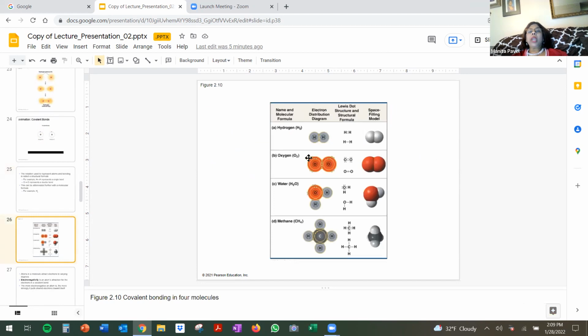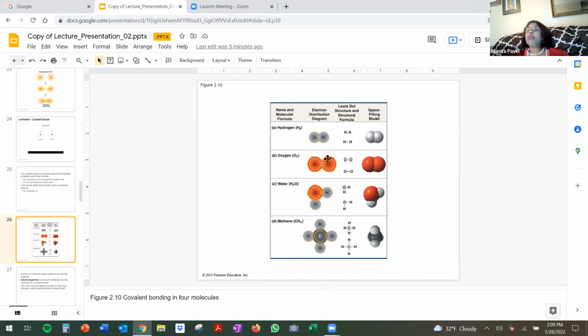So let's look at the Lewis dot structure and structural formula. If you took chemistry, you may have learned all these basic concepts. And it doesn't matter if you haven't learned chemistry, I am teaching it to you in detail. So hydrogen gas, we've seen hydrogen, hydrogen, single covalent bond.